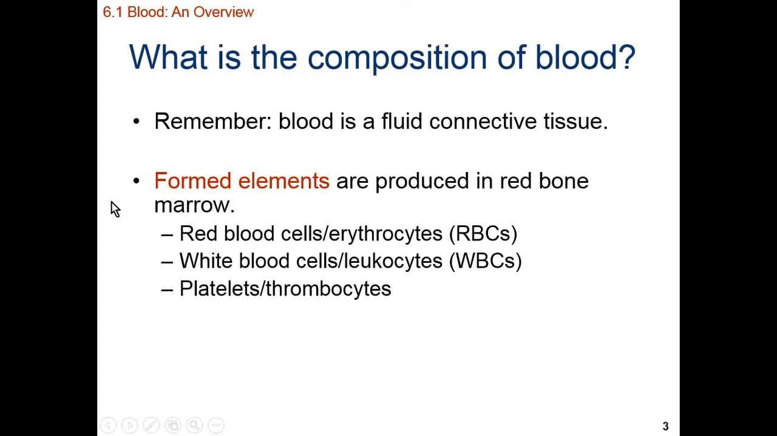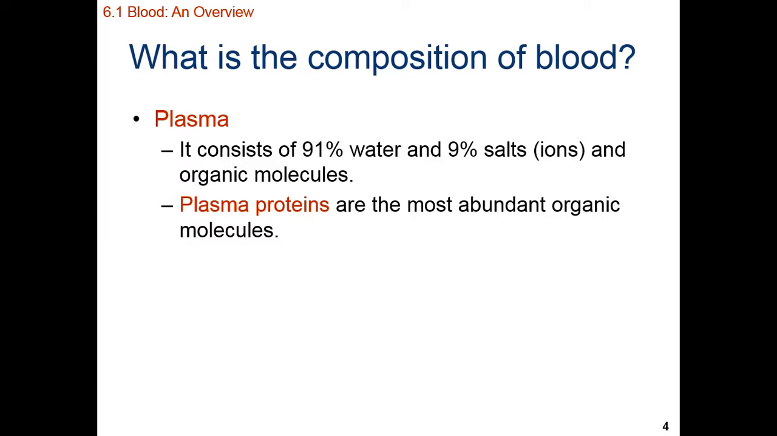The cells, or the formed elements of the blood, are all going to be made in the red bone marrow. They include red blood cells, white blood cells, and our platelets, or if we use the technical terms, erythrocytes, leukocytes, and thrombocytes. If we look at our blood plasma, it is overwhelmingly water, 91% water, so it's going to be very liquidy. It's going to have a very serous composition to it, so to speak. It's not viscous. It has low viscosity.